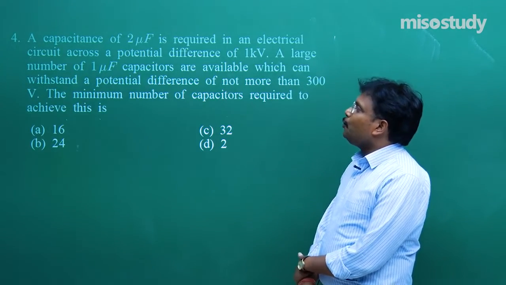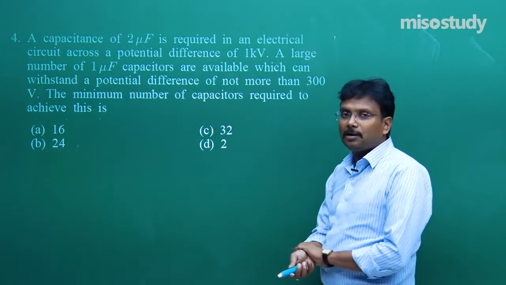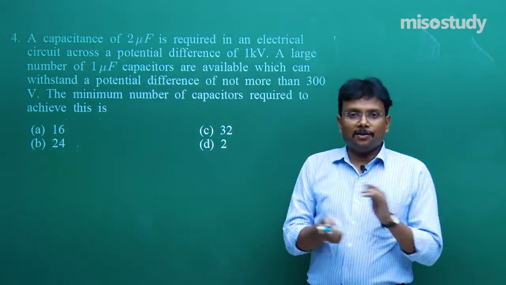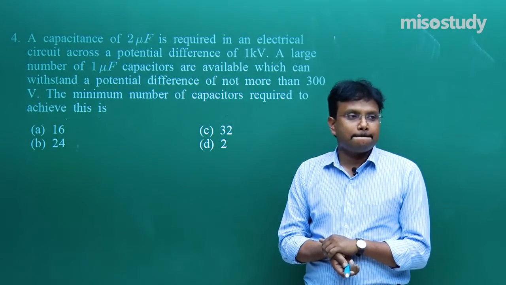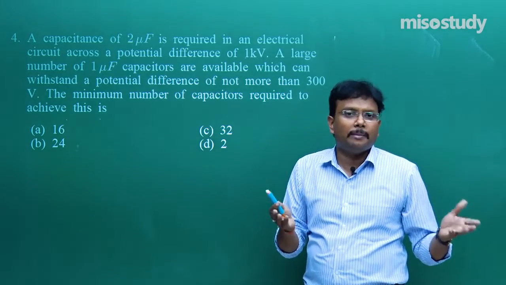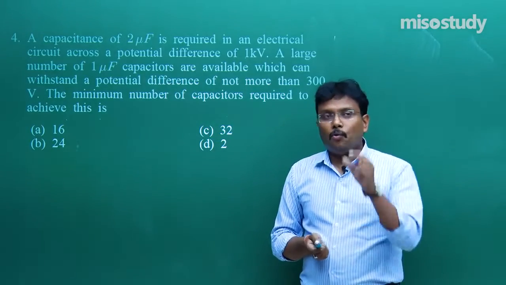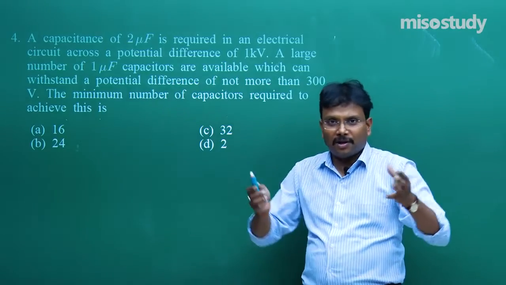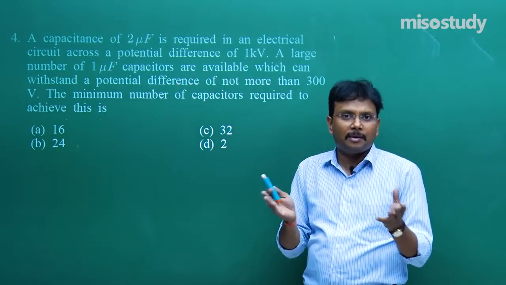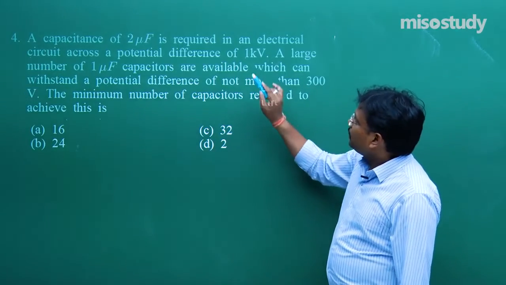A capacitor of 2 microfarad is required in an electrical circuit across a potential difference of 1 kilovolt, that is 1000 volts. It is like that. In this room, one day I decided I need a ceiling fan, having a blade size, let's say, of x centimeters. Now I need to know what the voltage is exactly. If it is in India, then 50 hertz, 220 volt RMS value; if it is the US, it is 60 hertz, and moreover. So this is the situation.